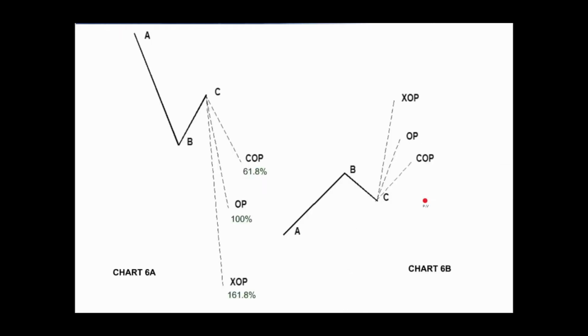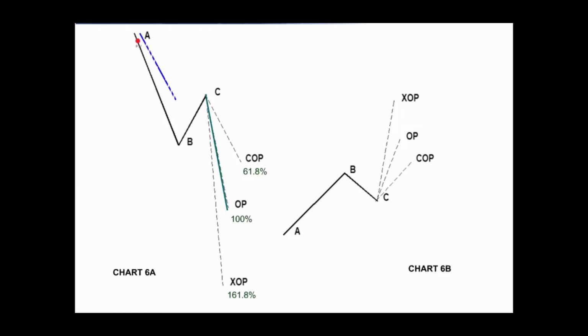So looking at our expansions, you've got an AB move, and this is how you calculate the 0.618, the 100, 1.618. We call it the COP, OP, and XOP, for contracted objective point, objective point, and expanded objective point. Taking the AB move down and plotting the total value down from point C, that gives us the 100% projection or expansion, which is the OP.